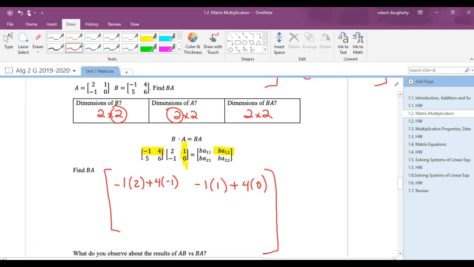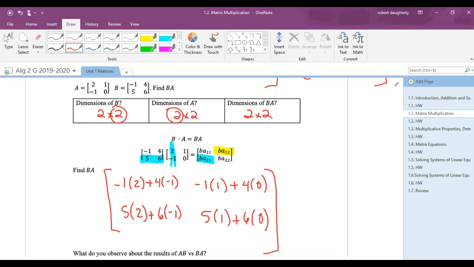So those are half of the entries, okay? Now let's move down to this one right here. So that tells me what row of the first matrix? Second row, first column. So that's going to be what? 5 times 2 plus 6 times -1. And then the last one is second row, second column. So that's going to be 5 times 1 plus 6 times 0. And if you've done it right, -1, 4, -1, 4, 5, 6, 5, 6, 2, 2, -1, -1, 1, 1, 0, 0, those all line up.